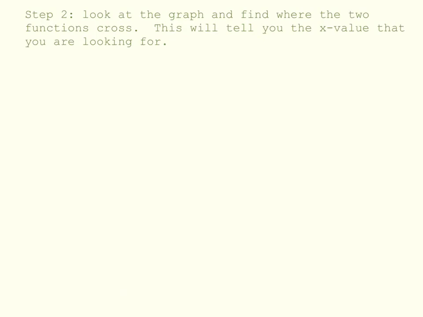Alright, once you've put those in, hit graph, and you're going to look at the graph and find where the two functions cross. And this is going to give you the x value, because the y value will be the y that we entered in. The problem is, if you hit zoom 6, or if you just hit graph, you're probably not going to be able to see the two functions. You have to use a little common sense to adjust the viewing window. So we're going to change our window.